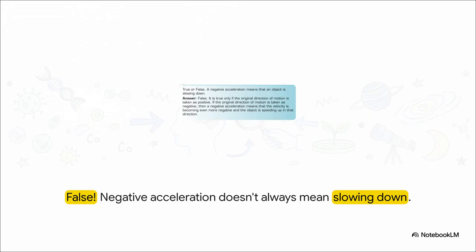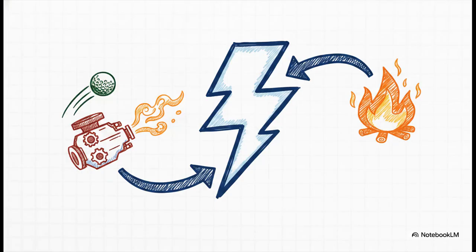And right here, we can bust another really common myth. Does negative acceleration always mean an object is slowing down? The answer is a definitive no. It depends entirely on which direction you define as positive. Say you define moving to the left as a negative direction. If an object starts speeding up as it moves left, its velocity is becoming more negative. That means it has a negative acceleration, even though it is physically speeding up. Wild, right?